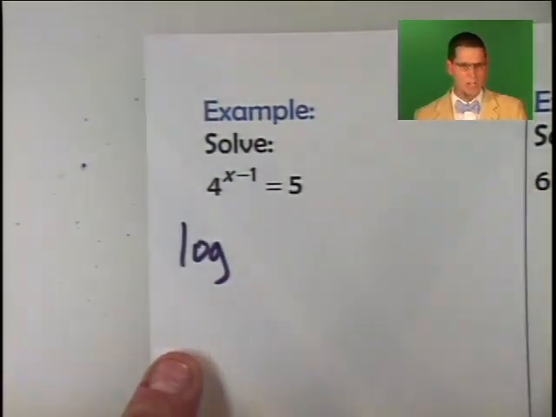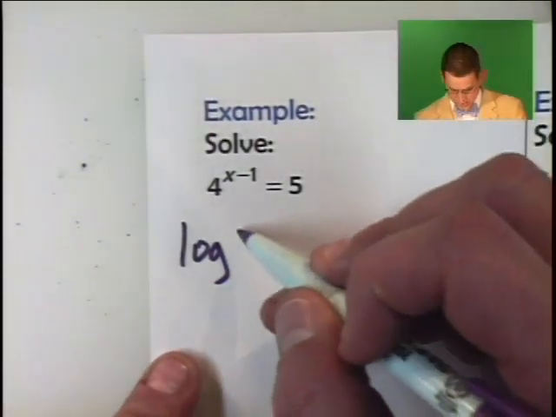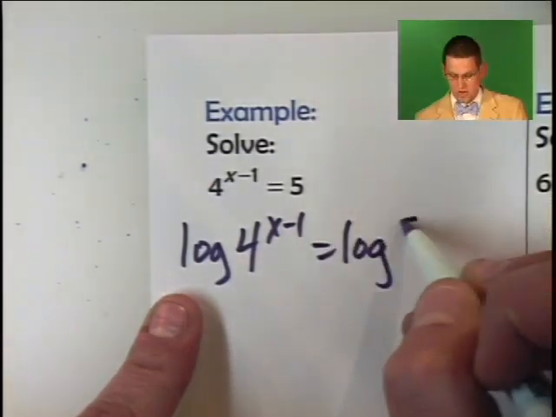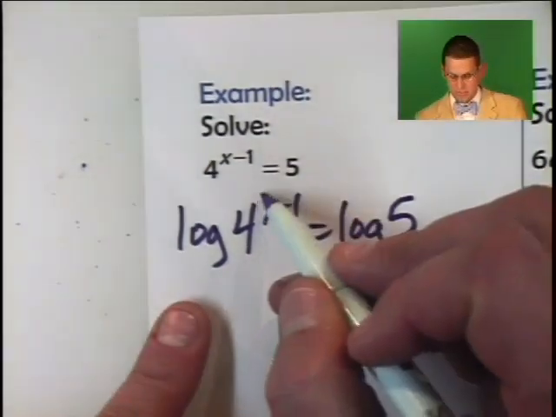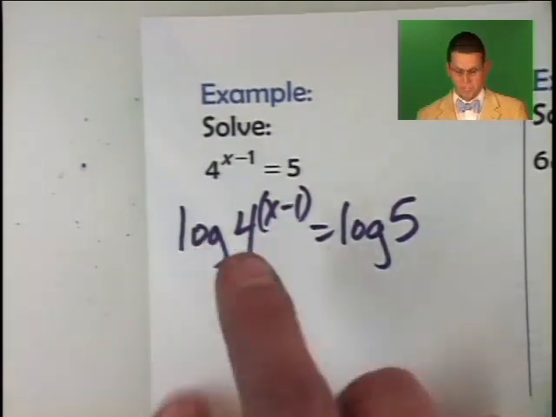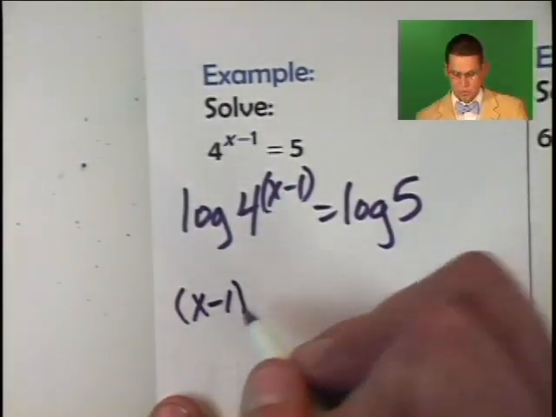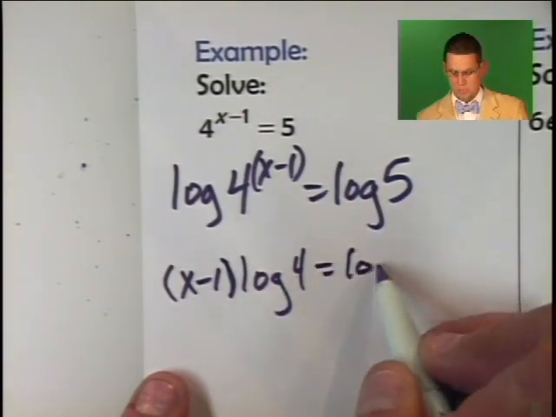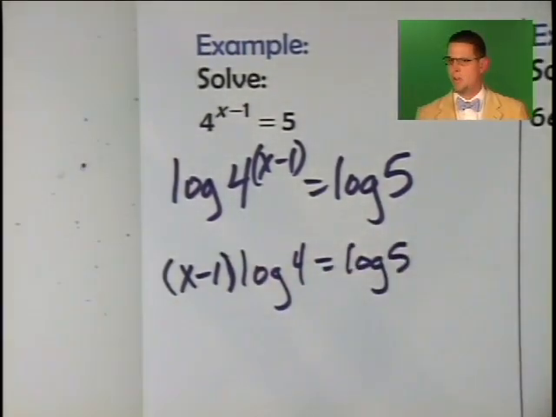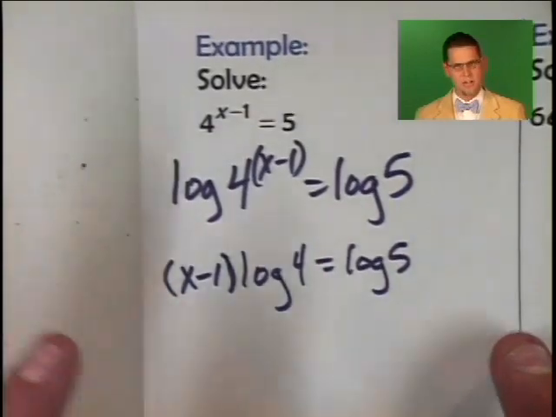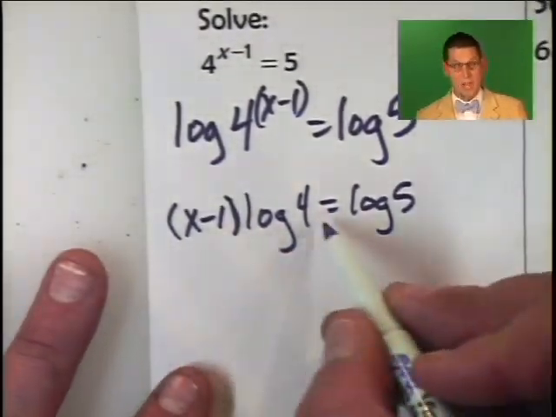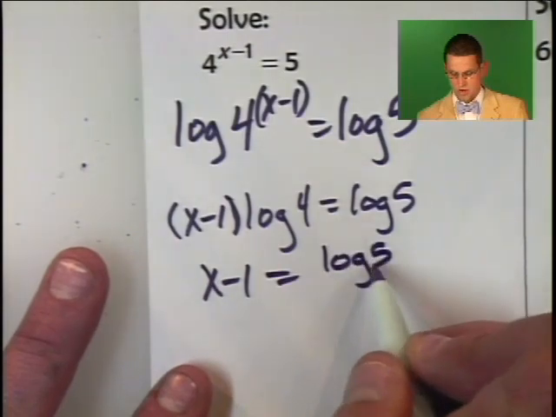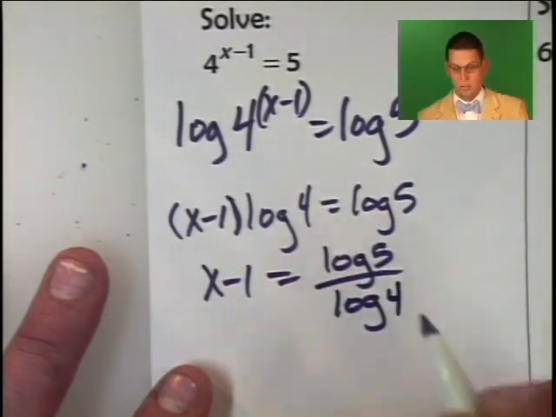I get log now, and I'll use base 10. Any base will work. So I get log of 4 to the x minus 1 equaling log of 5. Now remember the rule for logs, it says I can bring exponents out front. So I get x minus 1 times log of 4, there's a parentheses, equals log of 5. Well, log of 4 and log of 5 now are just numbers that our calculator can handle pretty easily. So I'll divide both sides by log of 4. I get x minus 1 equals log of 5 divided by the number log 4.